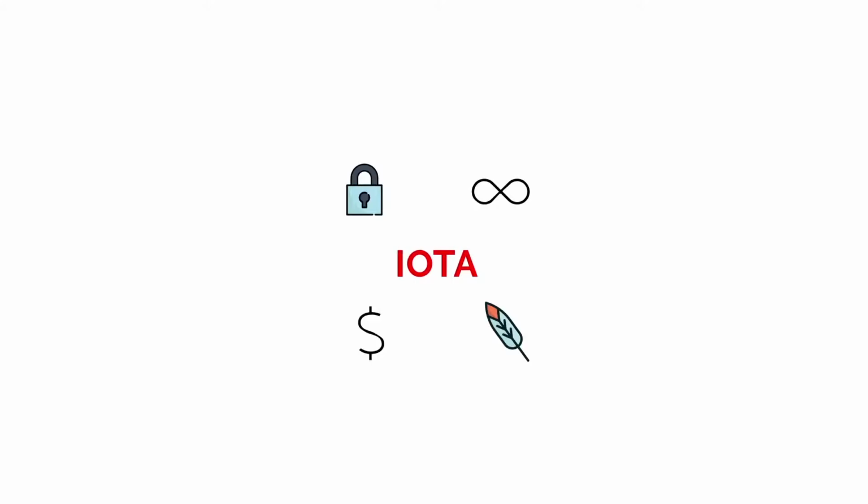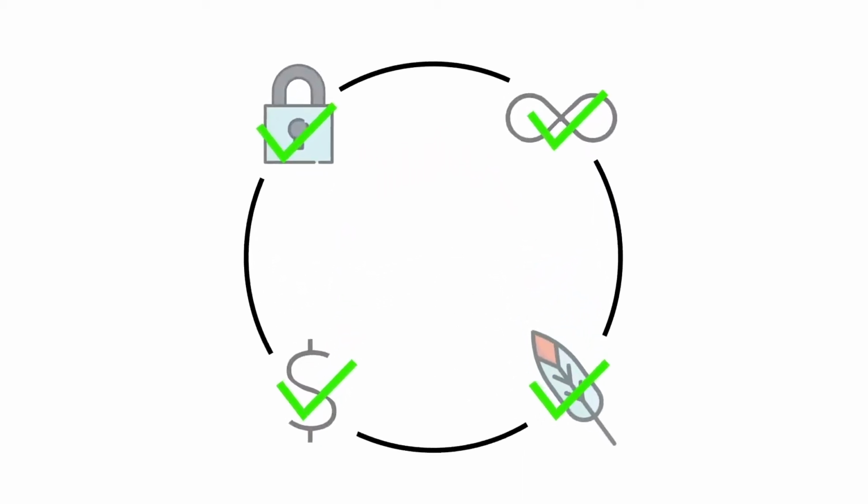This is where IOTA enters the fray. IOTA is a permissionless, open-source distributed ledger that was built from the ground up to solve these very problems. It was specifically designed to serve as the backbone for the Internet of Things. Instead of using a blockchain, IOTA created a revolutionary new protocol called the Tangle.